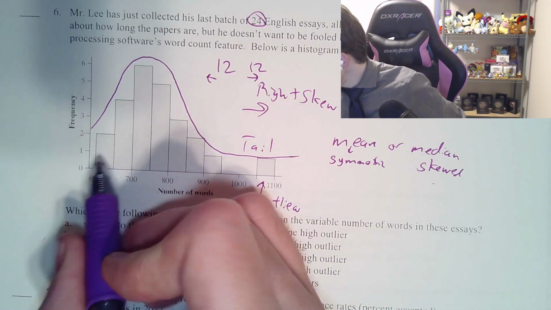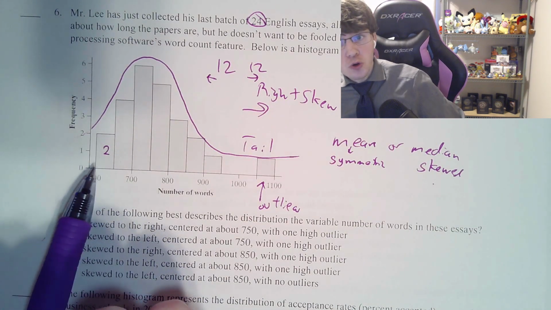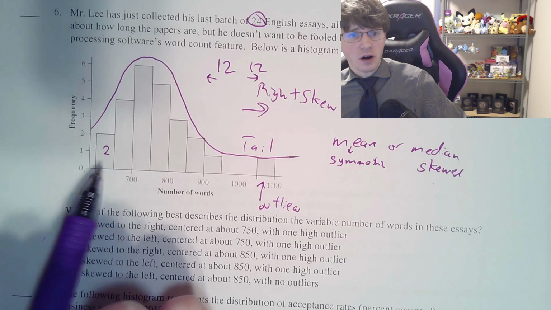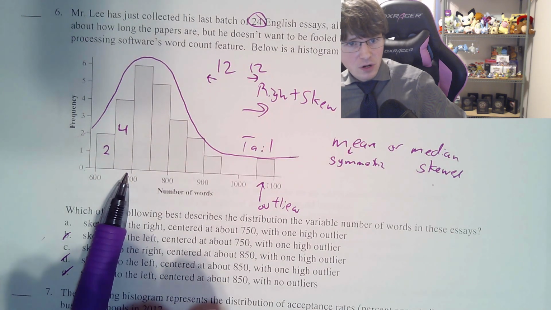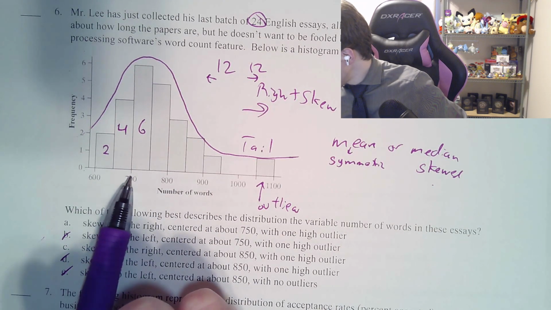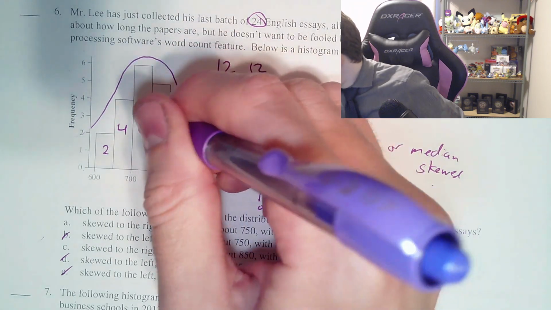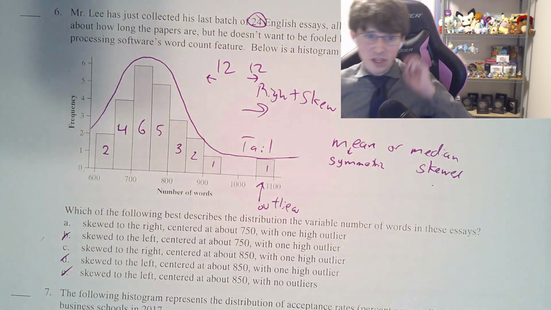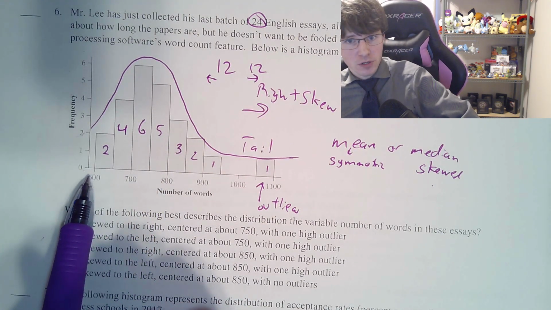There are 2 values that show up here because there's that little 2 there. Remember that means there are 2 essays that are between 600 and 650 words. There are going to be 4 essays that are between 650 and 700 words. There are 6 essays between 700 and 750 words, and then there are going to be 5 essays, and so forth. I have a feeling that you can count how many of these are in each section. So again, it's how many essays are that many words in length.